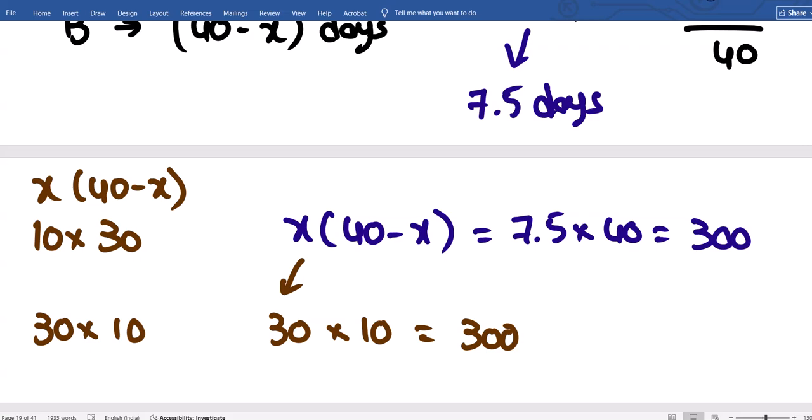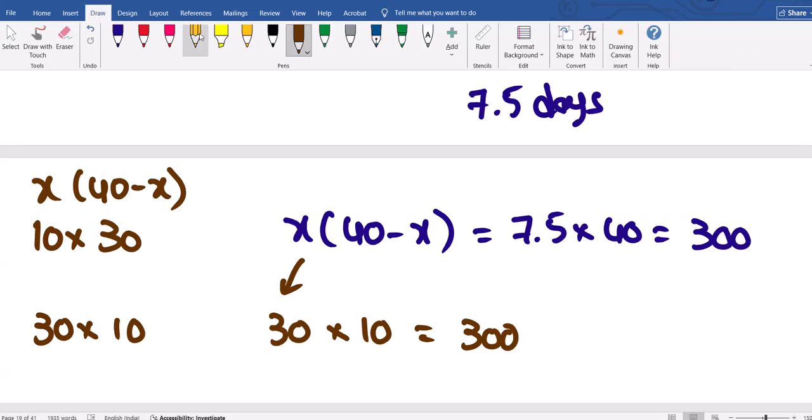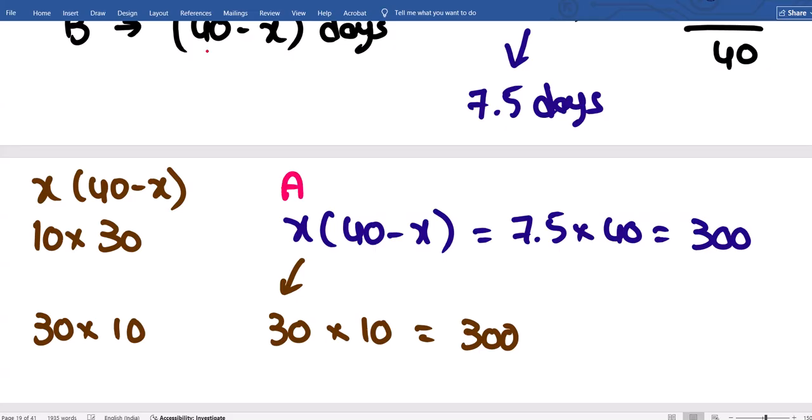But which one correct, which one wrong? A is more efficient means A should take less time to complete or more time to complete. X means nothing but A. 40 minus X is related to B. B alone taken 40 minus X days to complete. A alone taken X days to complete. A should be less. A is more efficient means A should be less. Then this combination is correct. A less, B more. B should take 30 days to complete the work. A will take 10 days to complete the work.